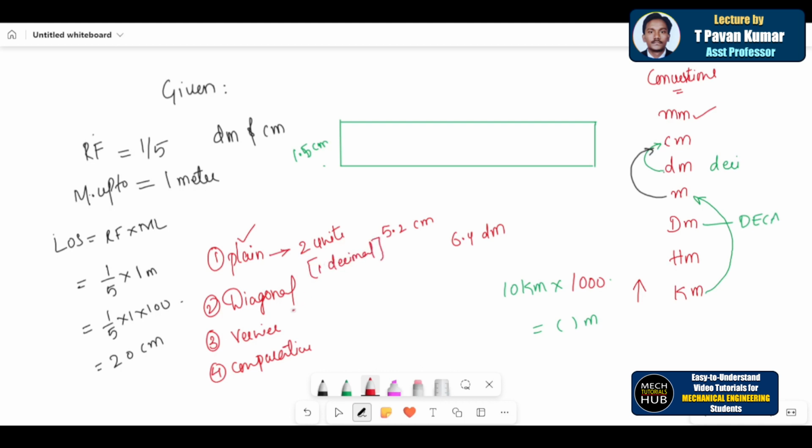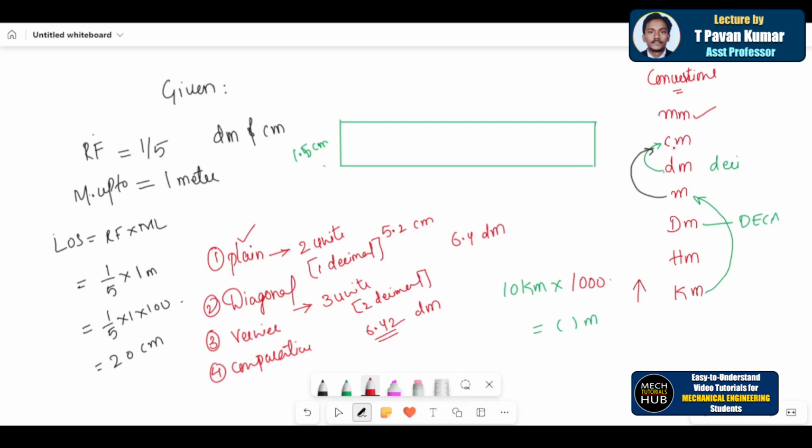Similarly, coming to a diagonal scale, I can measure up to 3 units, followed by a minimum of 2 decimal points. For example, 6.42 decimeters means 6 decimeters, 0.4 centimeters and 0.02 millimeters. It means I am trying to see all the subdivisions, subunits also. Keeping this in mind, we'll try to construct a scale now. Coming back to vernier and comparative, I will discuss them in the upcoming lectures.